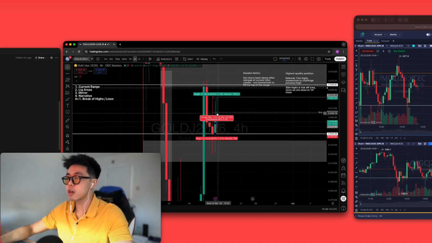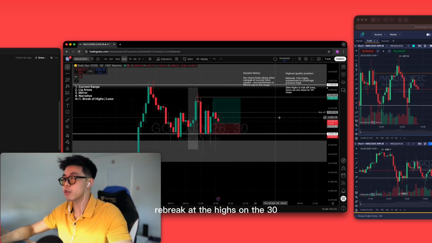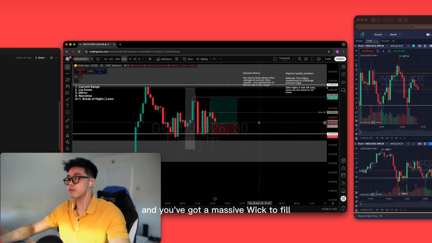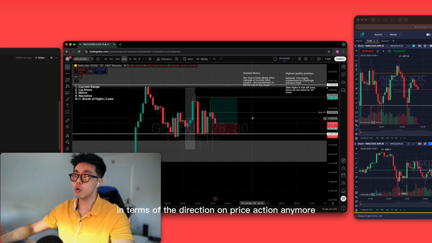13 minutes left. The 4-hour time frame, 2 hours left of the candle, rebreak of the highs on the 30, which again you've got less than halfway through the candle and you've got a massive wick to fill. So not very clear in terms of the direction on price action anymore.